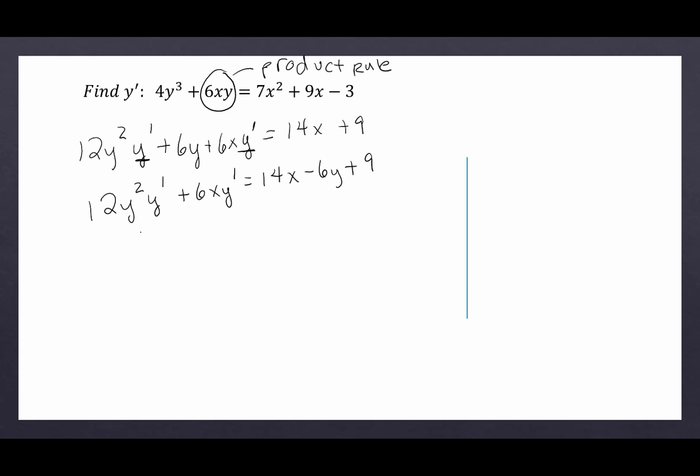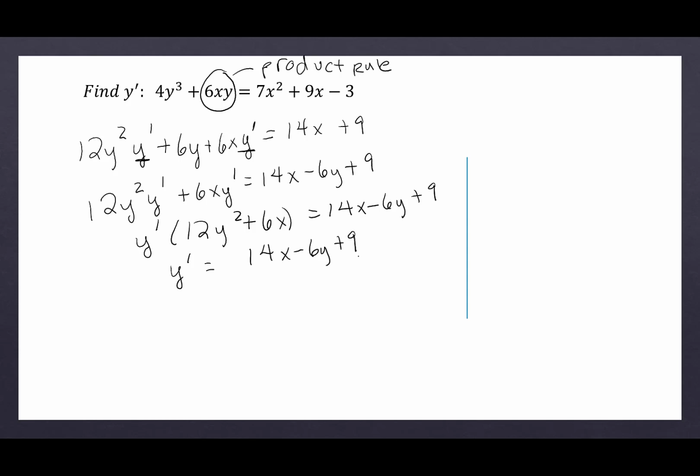Let's take the y primes out. Y prime comes out. I have 12y squared plus 6x equals 14x minus 6y plus 9. Y prime is equal to 14x minus 6y plus 9 all over 12y squared plus 6x.